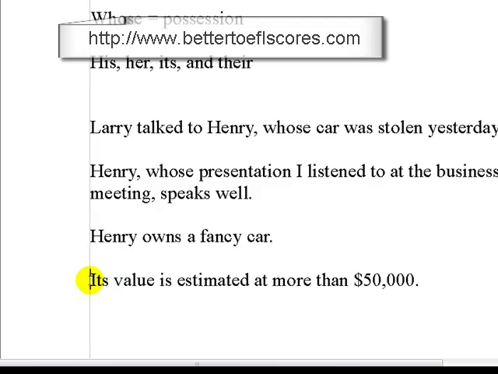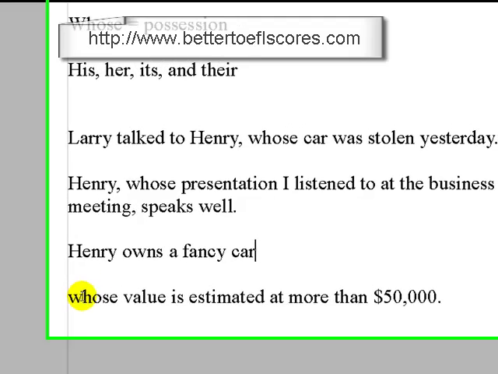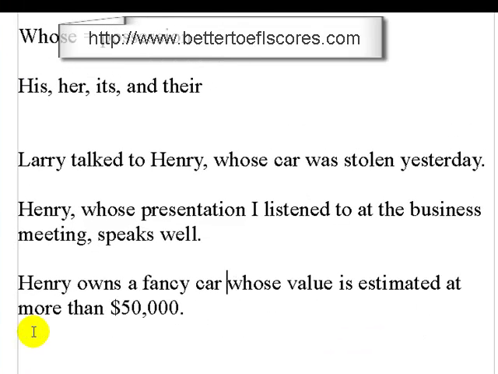So the next step is going back here. Whose means possession, and whose has the same meaning as his, her, its, their, our, and so on. We're going to replace this with whose. Then we're going to combine them together. Notice this: Henry owns a fancy car whose value is estimated at more than $50,000. In this case, I'm not using a comma after car.